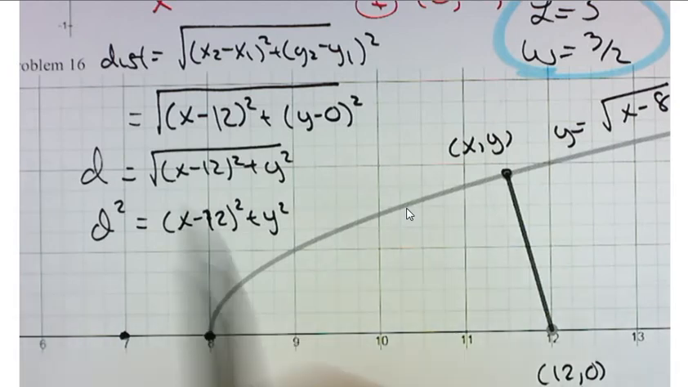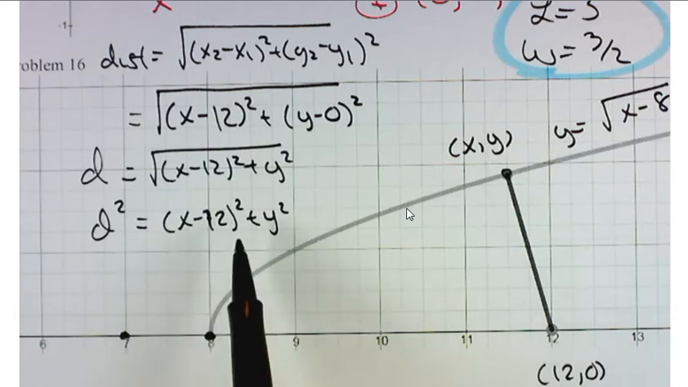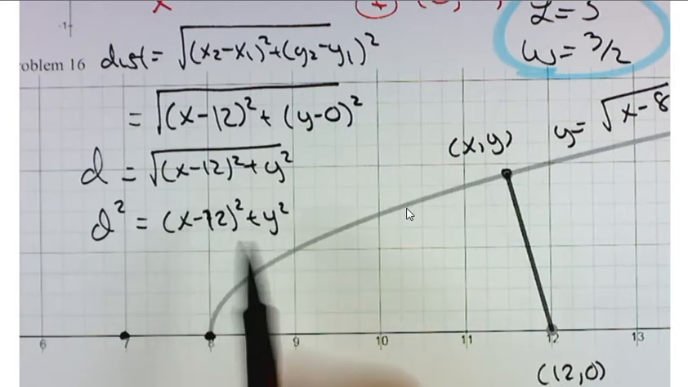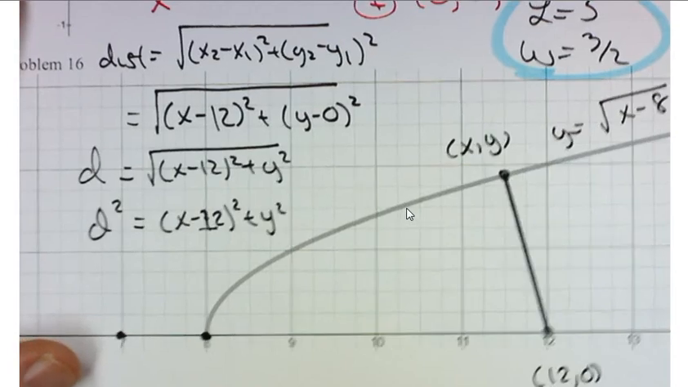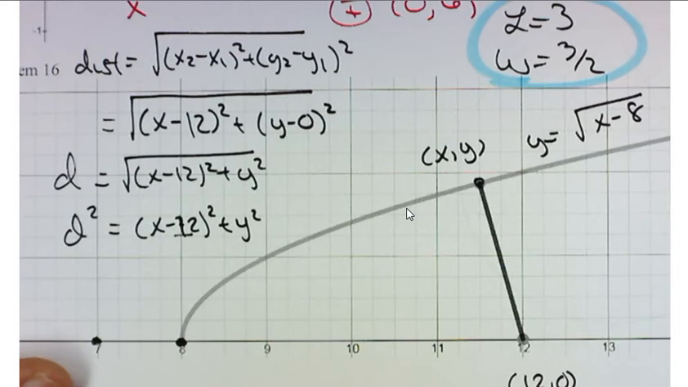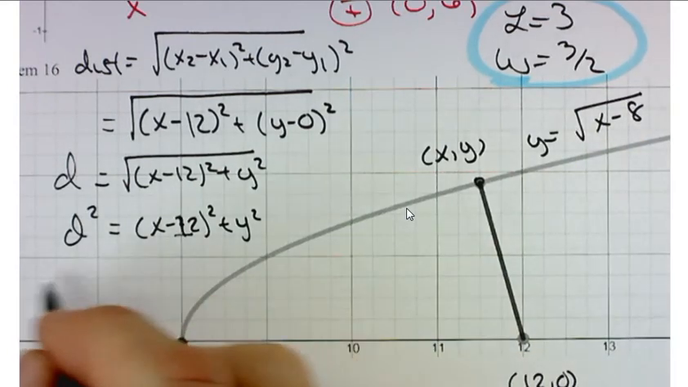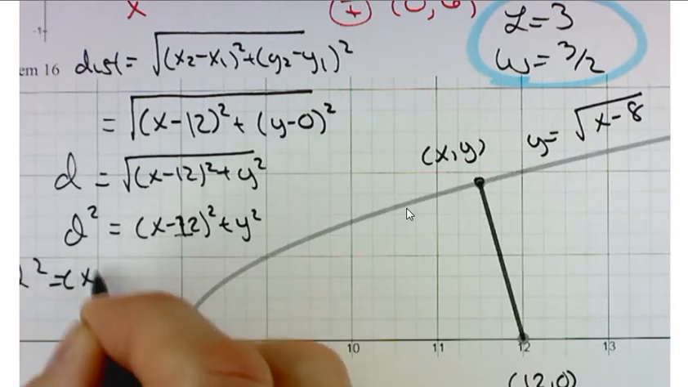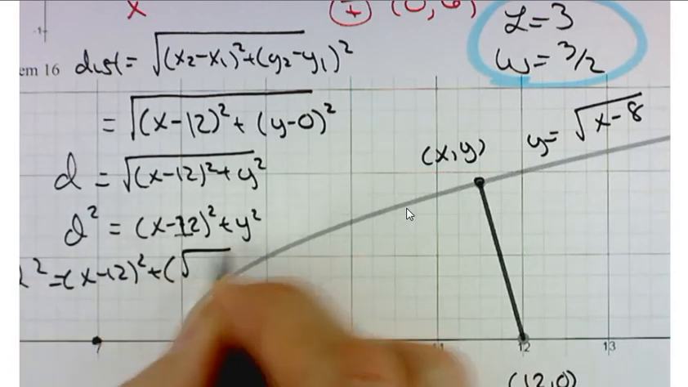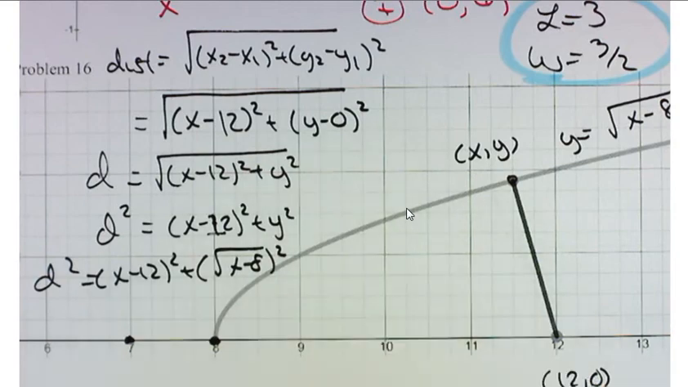Okay, there is one little bit of a problem here. Can anyone see it? What's wrong here? Yeah, you've got x and y. Jeremiah, any suggestions? What can I do to improve this situation? There we go. So we have y equals the square root of x minus 8. So let me put that in here. D squared equals (x minus 12) squared plus (the square root of x minus 8) squared. And that should simplify pretty nicely.